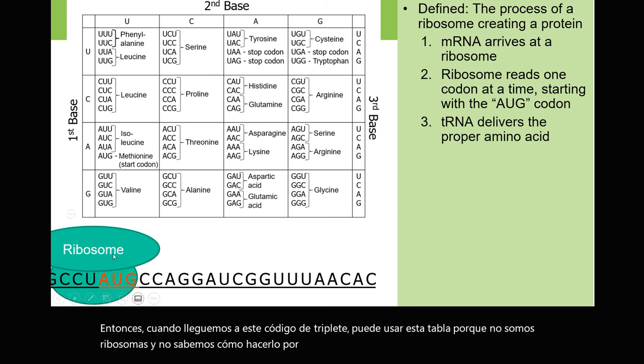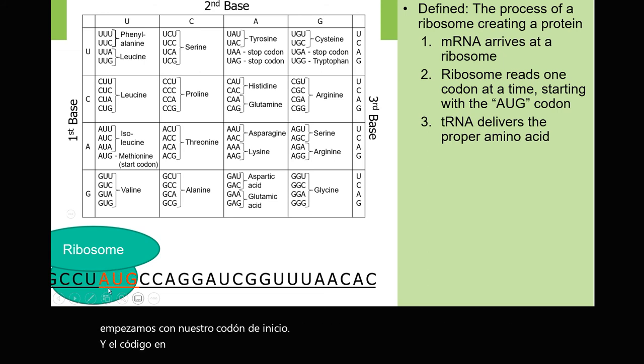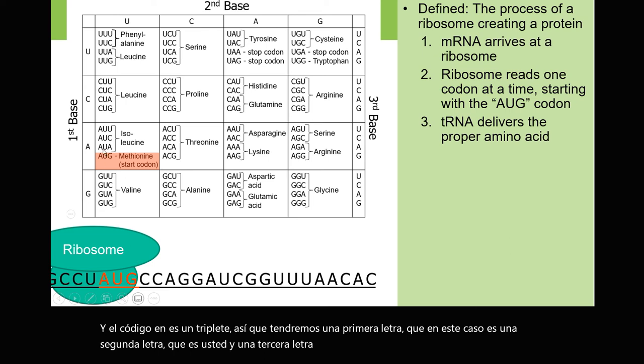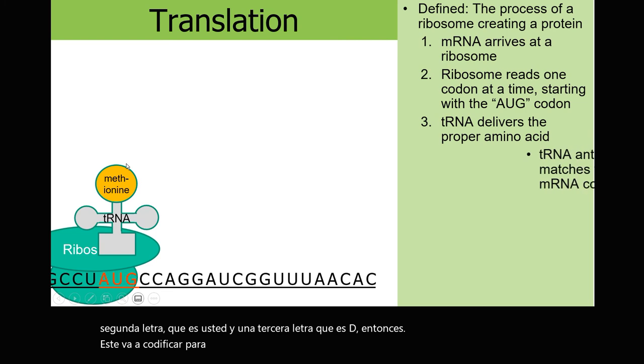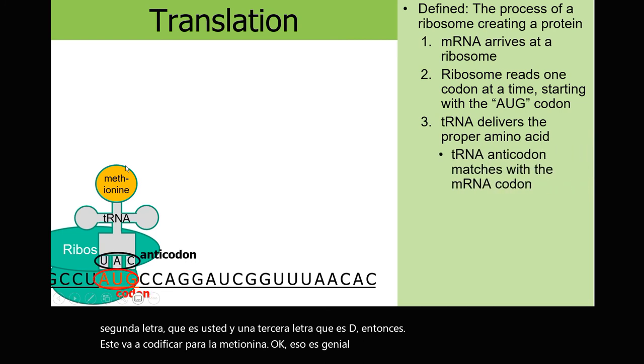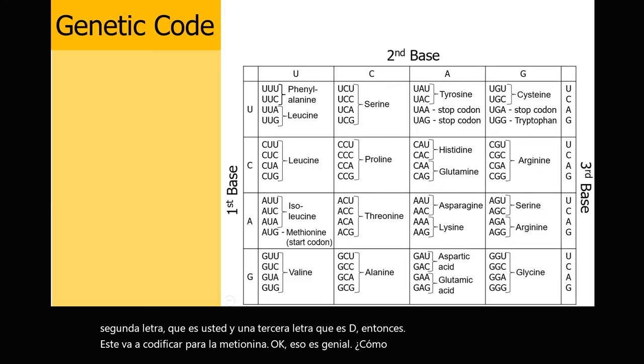And so we start with our start codon. And the codon is a triplet, so we'll have a first letter, which in this case is A, a second letter, which is U, and a third letter, which is G. So this one is going to code for methionine. Okay, that's great. How did we get there? So let's take a look at this again.